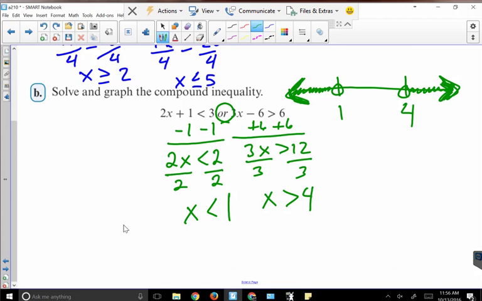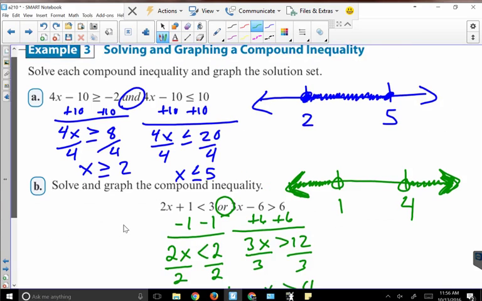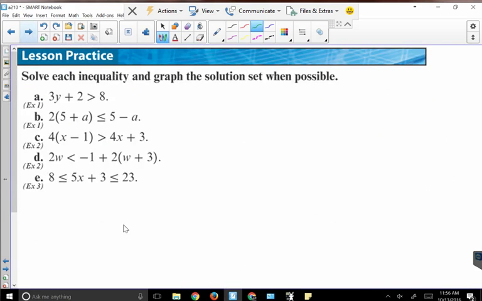Now, if this would have had an and in it, I can't do it, because I can't have a number that is both less than 1 and bigger than 4. Not possible, is it? So, like I said, this is just review. You guys have seen this before. So, what I'm going to do here is give you a minute and do A.